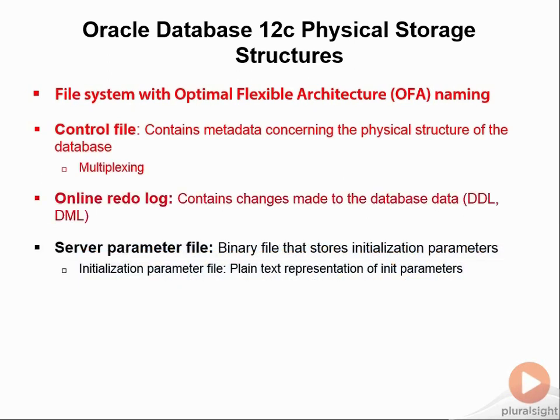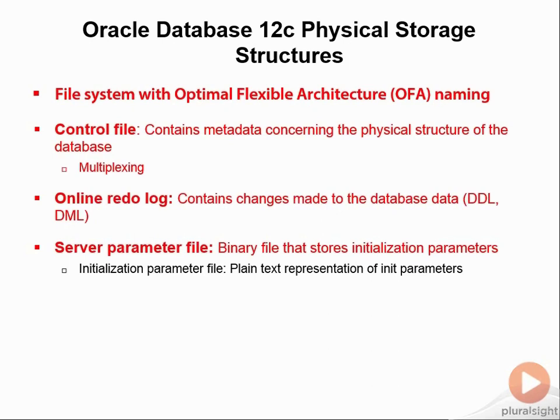We've mentioned the online redo log several times. This is a record of SQL statements that have resulted in database data changes. And then we have the server parameter file. This is a binary file that stores the initialization parameters for your database.